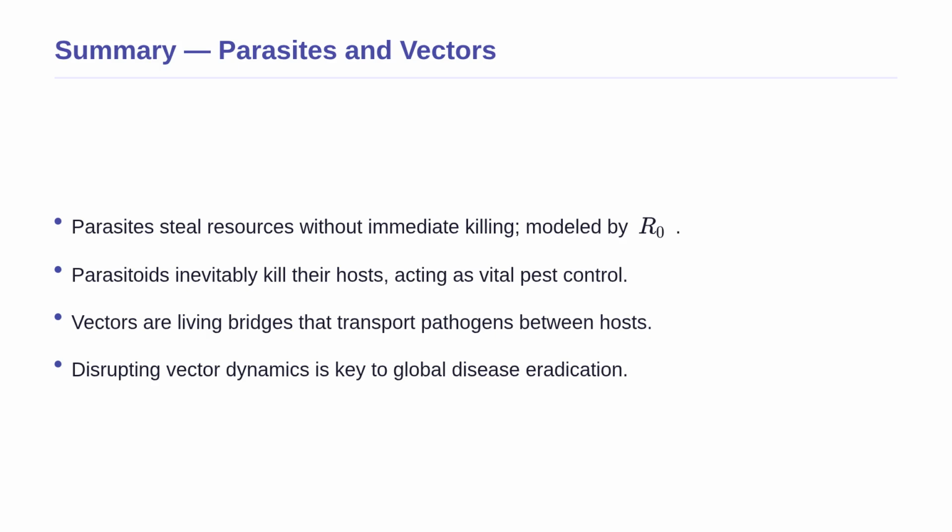We have reached the end of our journey. Let us review the key takeaways. First, parasites are masters of stealing resources without immediately killing their hosts, and we can predict their spread using the basic reproduction number. Second, parasitoids blur the line between parasite and predator by inevitably killing their hosts, making them nature's ultimate biological weapon for agricultural pest control.